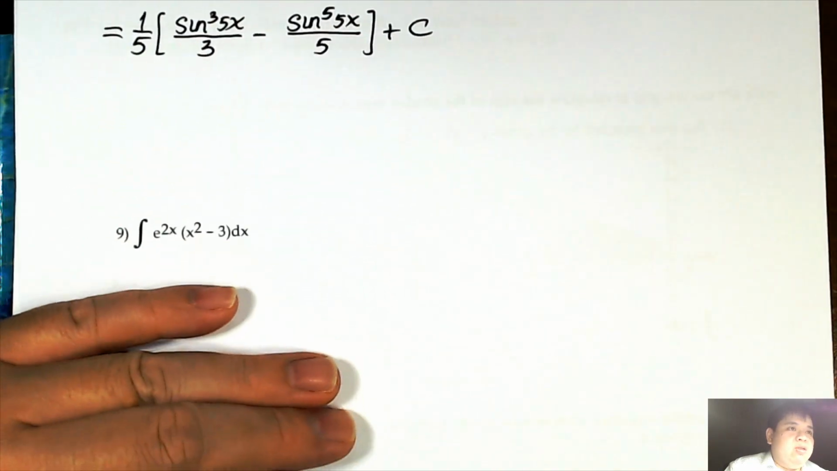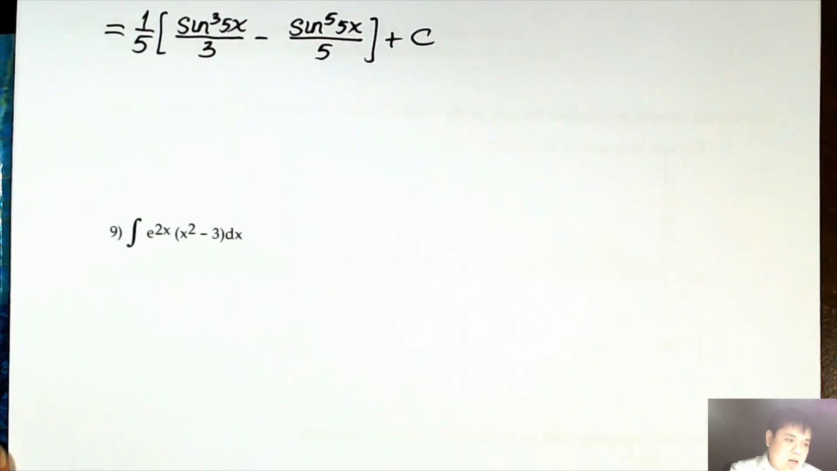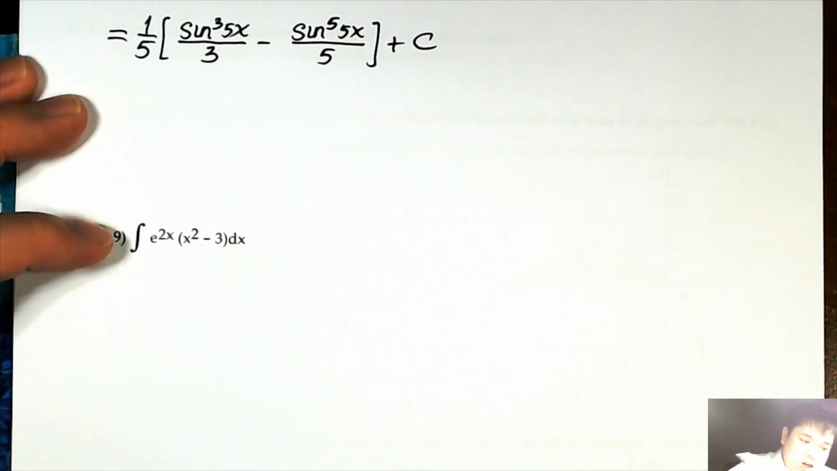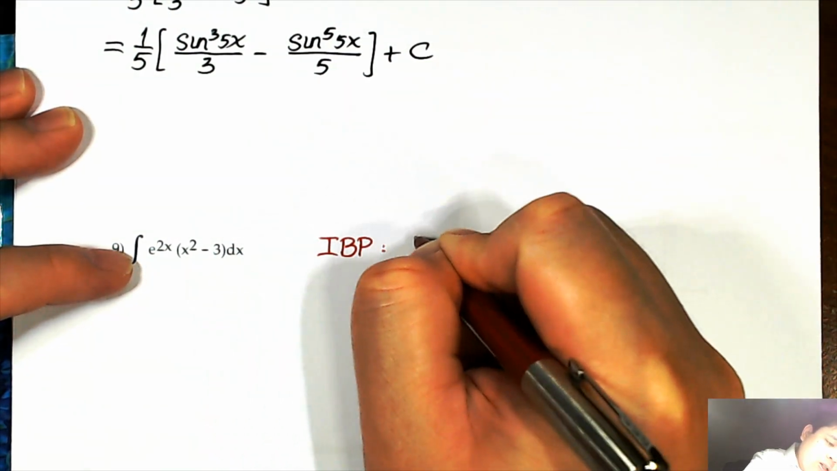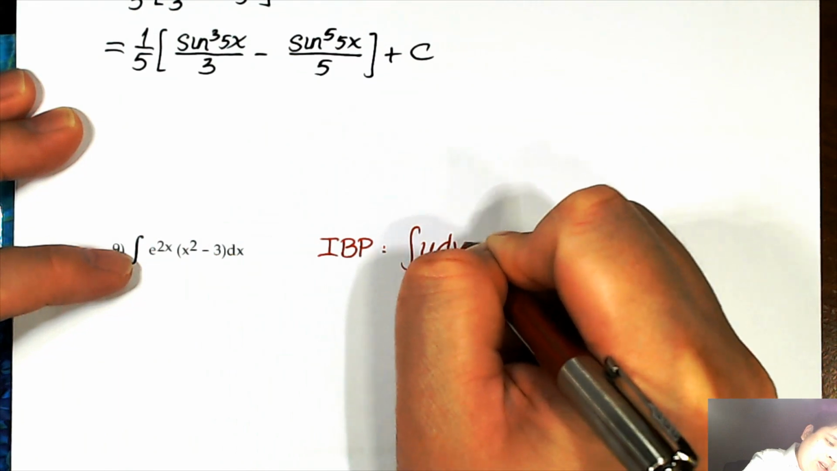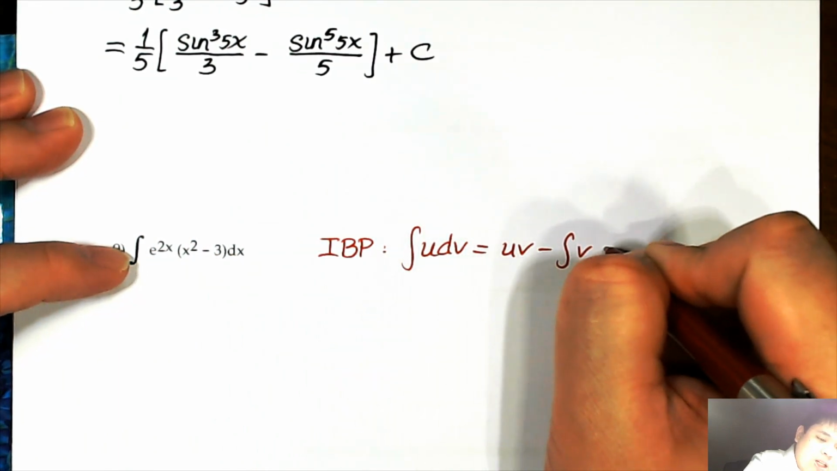Right. Next we have this problem. This is integration by parts. For integration by parts, let's just write the formula. Integration by parts: the integral of u dv equals uv minus the integral of v du.